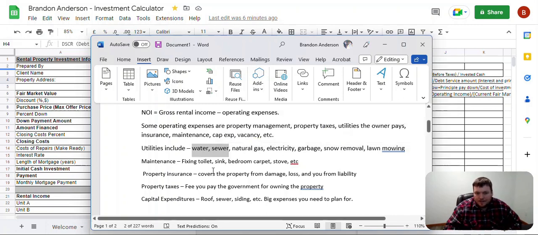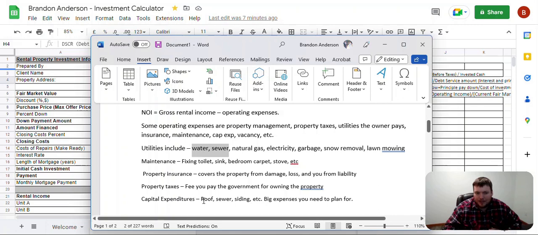And then maintenance, we set aside 6% for maintenance, 6% for future expenditures, 6% for vacancy, and then 6% for property management. The difference between maintenance and capital expenditures is maintenance is like you're fixing a toilet, you're replacing the carpet in a bedroom, the stove burned out, like small expenses, maybe under $2,000 or something.